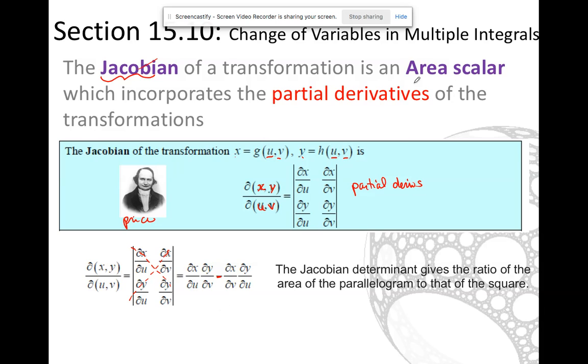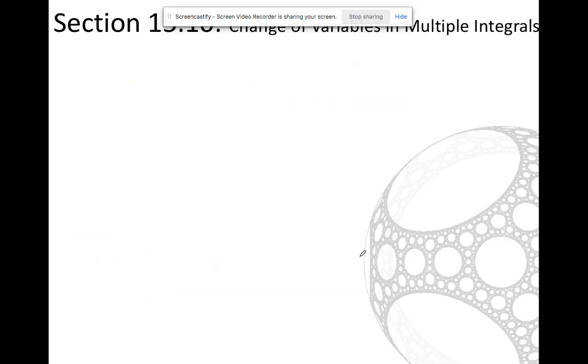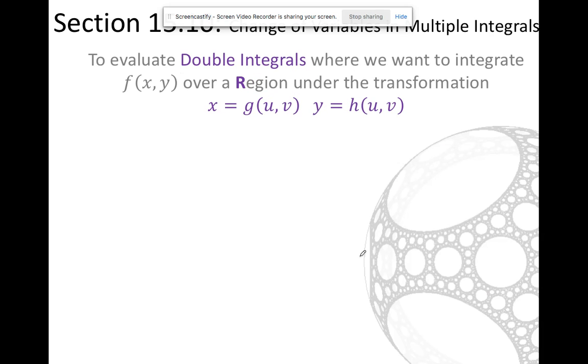And because we are dealing with area, right, area scalars, we are going to take the absolute value of the Jacobian. If the Jacobian ends up being negative, we will take the absolute value when we actually use it in our integral. And it gives the scalar, the ratio of the area of that parallelogram in the xy plane to that of the square in the uv plane. Crazy, right? So let's try one.